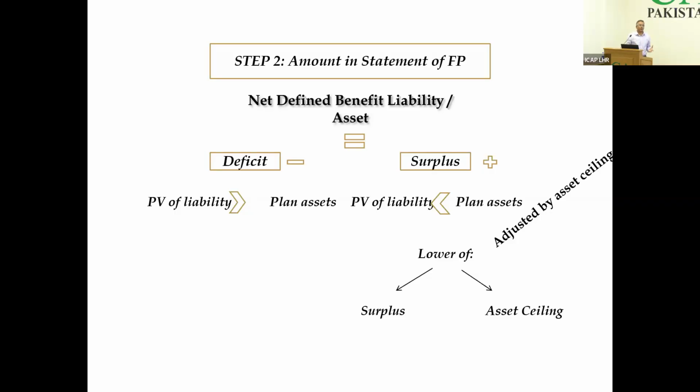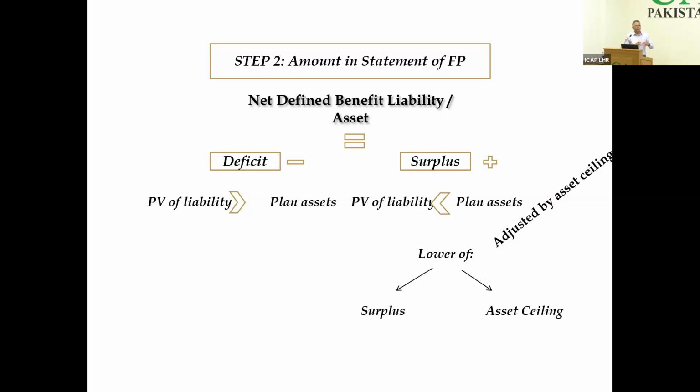But let's say it's a surplus. Then there is a question whether this surplus is also available to the creditors of the employer, which normally is not available. So in that case, we will apply an asset ceiling on the surplus balance. What actual balance is available to my creditors, and we will reduce our balance of surplus to that extent which is actually available to my creditors. So you will de-recognize some part of the plan asset, and that will go to other comprehensive income.